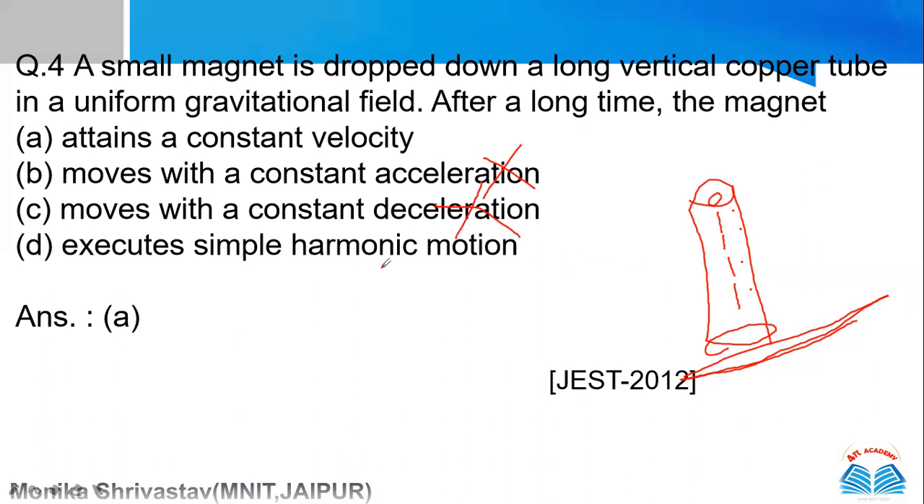Will it execute simple harmonic motion? To execute simple harmonic motion, there would again need to be a force which can move this particle upward, but there is no such force mentioned in the question. So it will not execute simple harmonic motion. So basically it will attain a constant velocity and will drop down to the earth after some time.